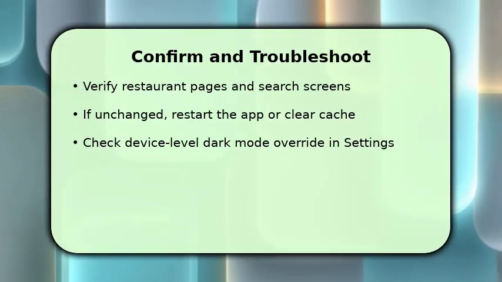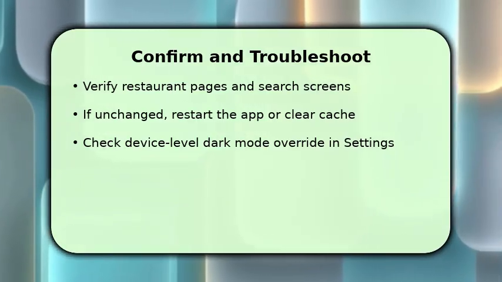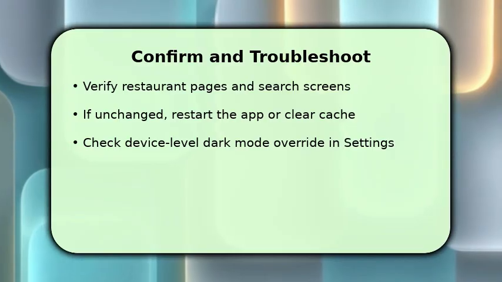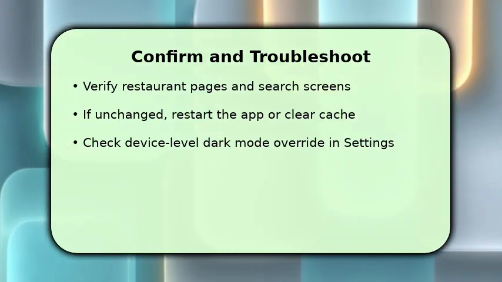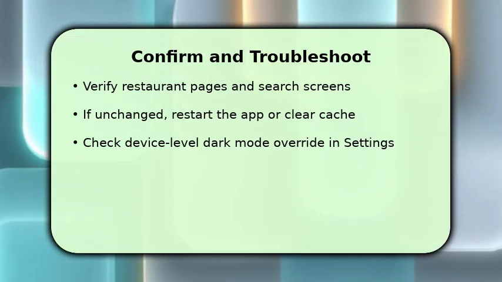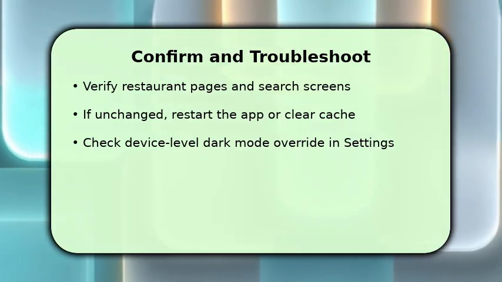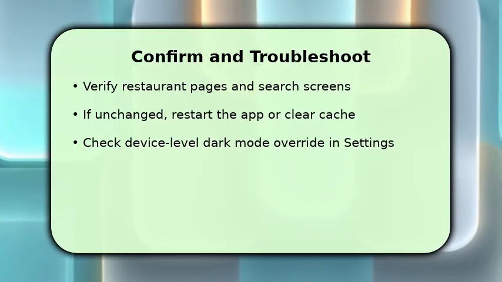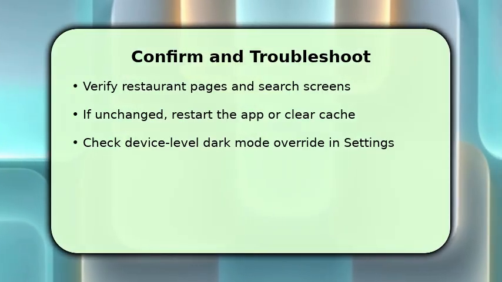If that fails, clear the app cache or update the app, and make sure your phone system dark mode isn't overriding app-level choices. Troubleshooting tip: reinstall Zomato only after cache and update fixes don't work. This often resolves persistent theme conflicts.